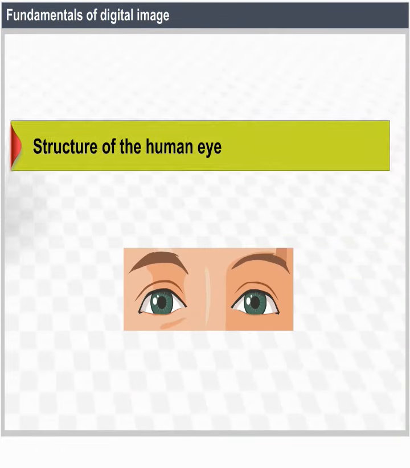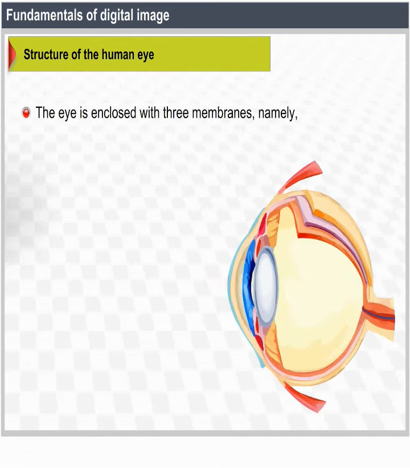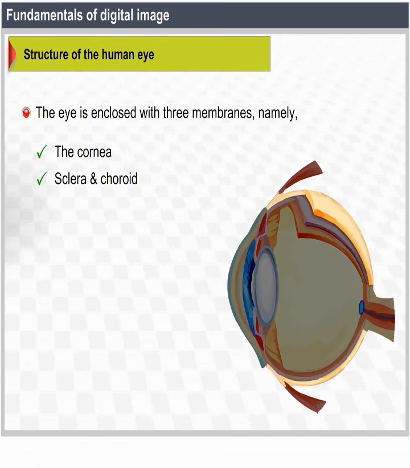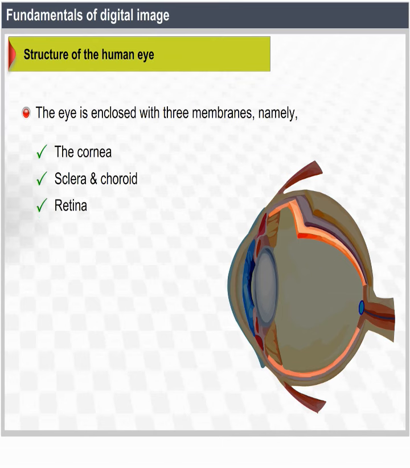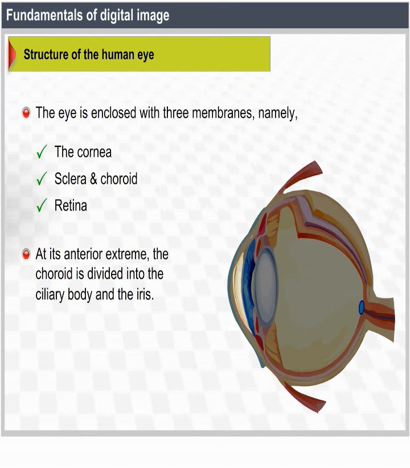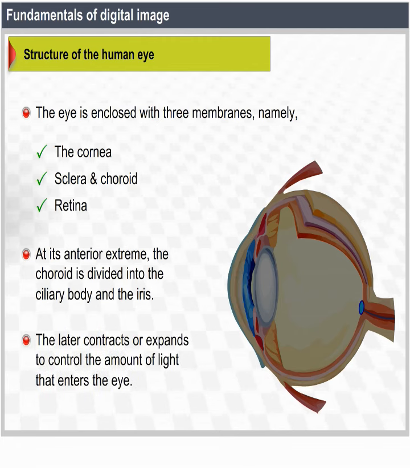Structure of the human eye. Three membranes enclose the eye. These are the cornea, sclera and choroid, retina. At its anterior extreme, the choroid is divided into the ciliary body and the iris. The latter contracts or expands to control the amount of light that enters the eye.